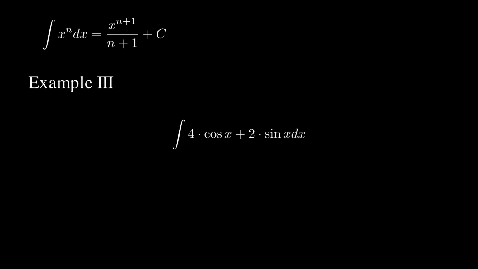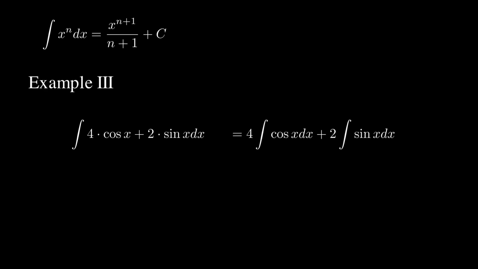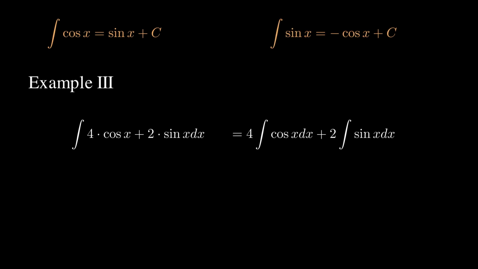In the third example, we'll need to employ different formulas than the ones we've been using before. Specifically, it happens when we integrate a trigonometric function. So let's separate those integrals and we can use these formulas. The integral of cosine is sine and the integral of sine is minus cosine. That's all. Let's proceed to the next example.